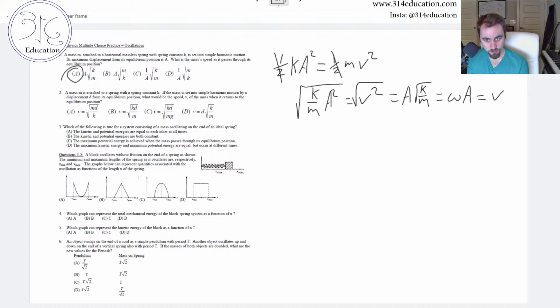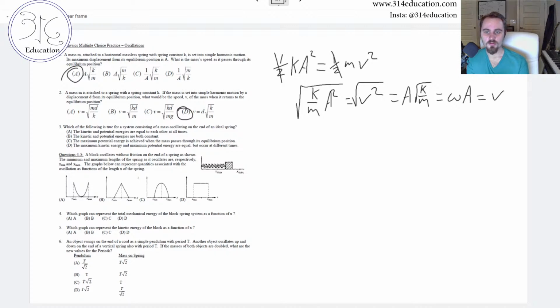So 2 looks like kind of the same problem, actually. Mass m attached to a spring with constant k. If it's set into simple harmonic motion by a displacement d from the equilibrium, what would be its speed when it returns to equilibrium? Well, we just found that out. That's omega times a. Our omega is root k over m, and that amplitude, or the initial displacement in this case, was d. So d times square root of k over m, or d times our omega. Good, good.